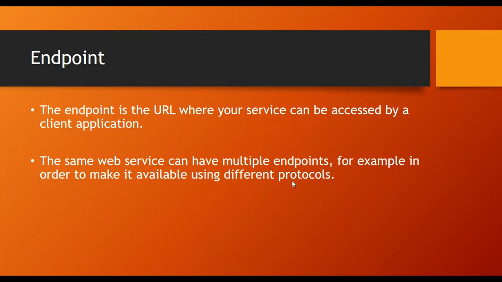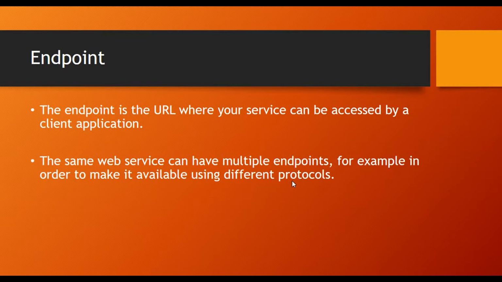With the help of an endpoint, we can convert our web service annotated interface into a WSDL file, and we can access that WSDL file from a particular URL. We can provide that URL to the client so that the client can also access the same URL and get the WSDL. From the WSDL, they can extract the functionality and then call our web services. So the endpoint is a URL where your services can be accessed by a client application.